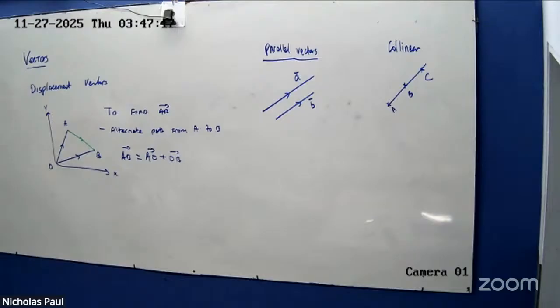Next, we have to learn about parallel vectors and then collinear. How we know if three points are collinear. Anybody knows how you show parallel vectors?